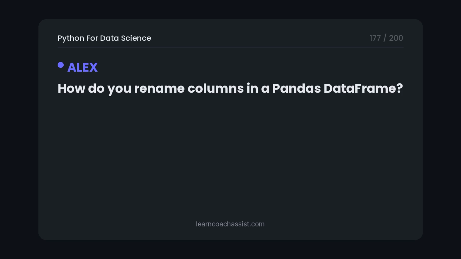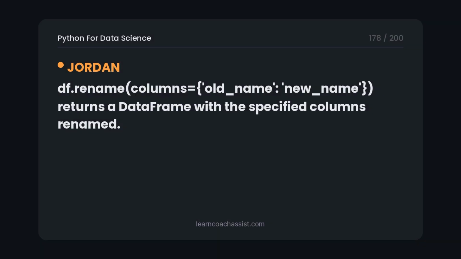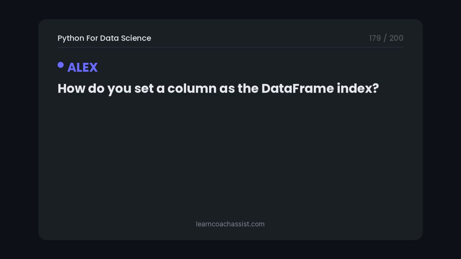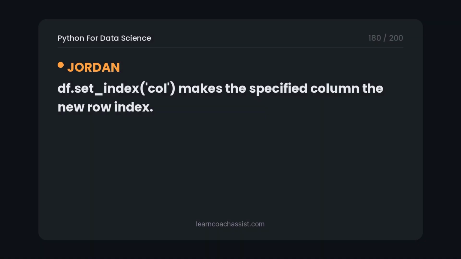How do you rename columns in a pandas data frame? df.rename(columns={'old_name': 'new_name'}) returns a data frame with the specified columns renamed. How do you set a column as the data frame index? df.set_index('col') makes the specified column the new row index.